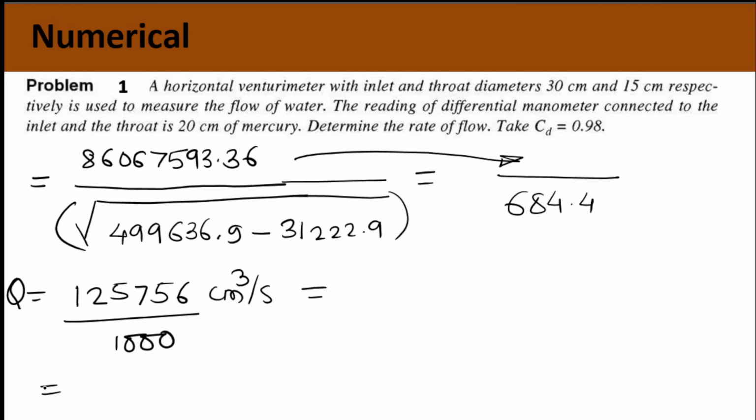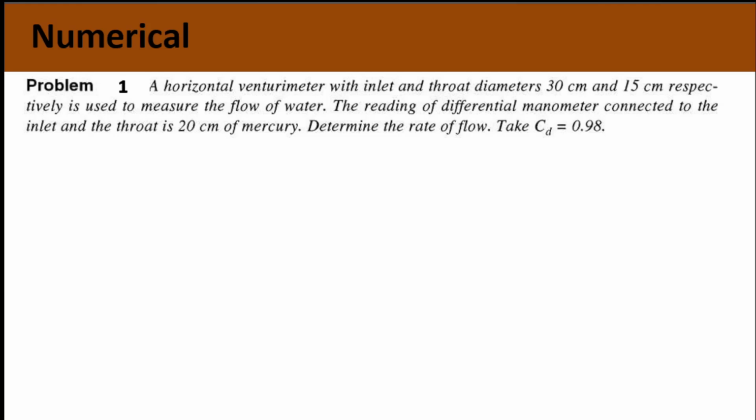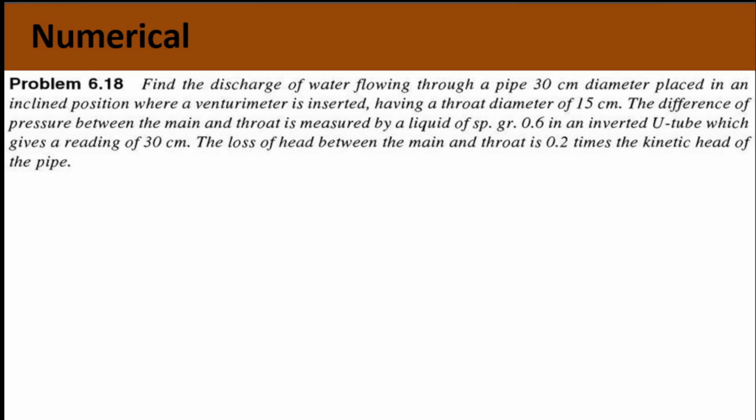So what I'm getting here, now this answer will be equal to 125.756 liter per second. Now, see friends, we have solved this numerical. The Venturimeter was horizontal, so it was easy to find out the values. Now we'll see one problem of each category.